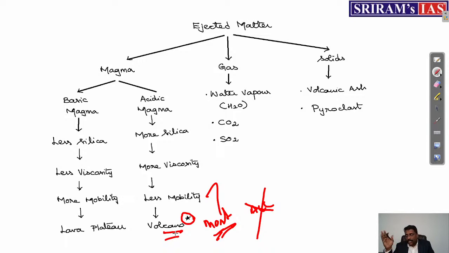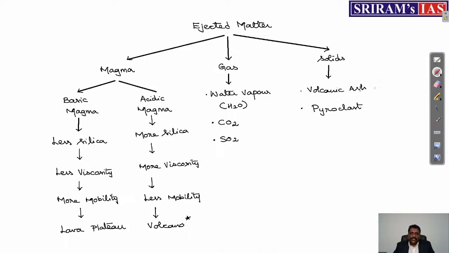Hawaiian volcanoes, Mount Mauna Kea and Mount Mauna Loa, we call them as what? Shield volcanoes or basic volcanoes, because they are more made out of basic magma. Okay, right. Now, my dear friends, when I talk about some of the commonest gases that are being emitted or ejected, what is the commonest gas that is getting emitted?